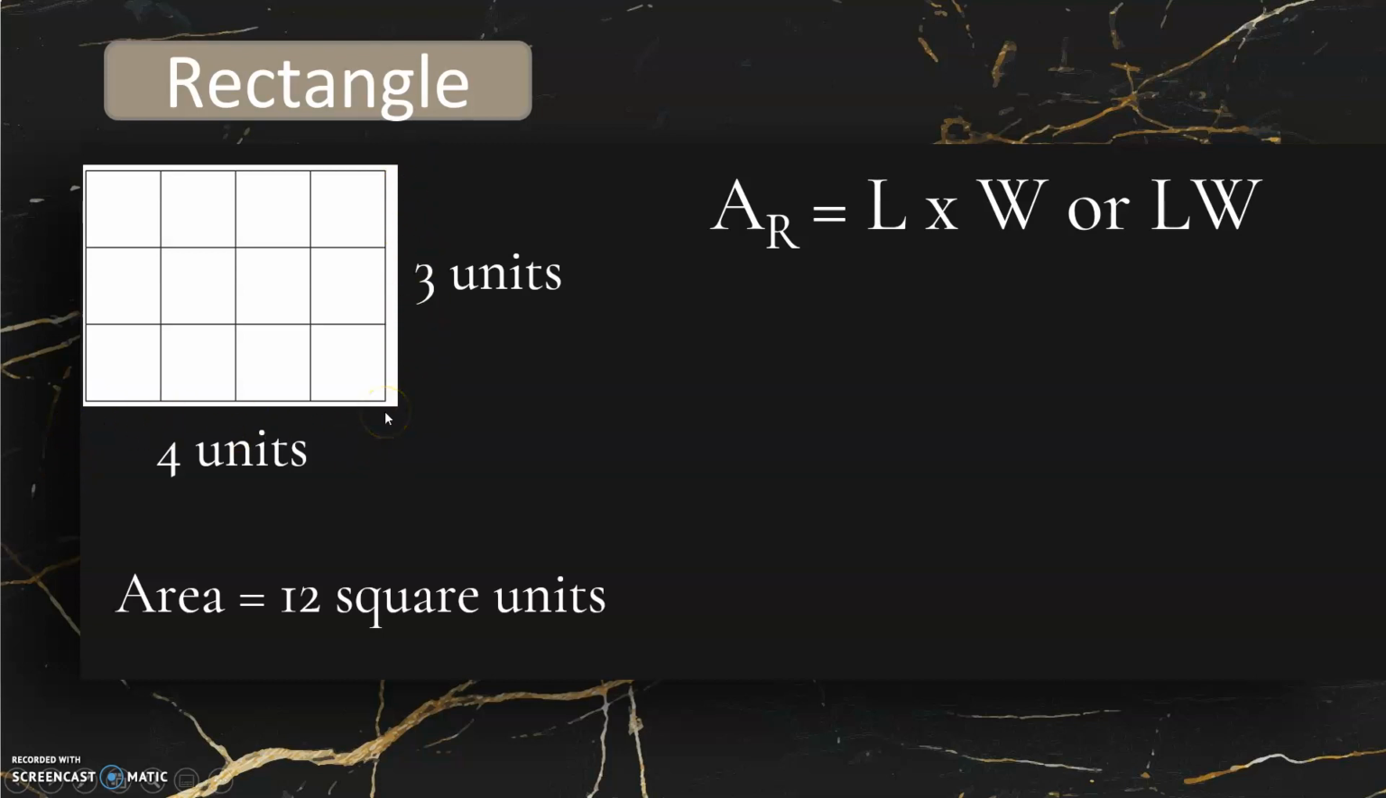Okay, so in a rectangle, not all sides are equal. That's why the longer side is labeled as the length and the shorter side is labeled as the width. So again, to find the area of a rectangle, we just have to multiply the length and the width.